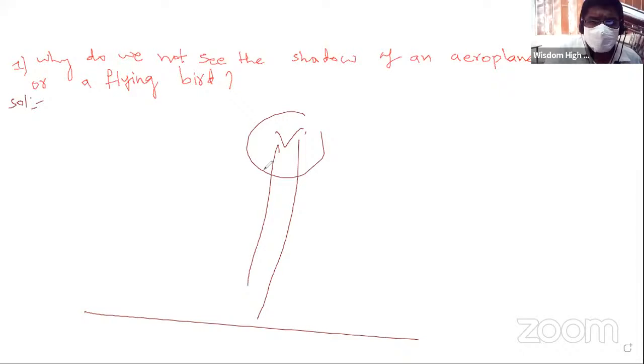What is the reason here? As the distance increases from the surface of the ground to here, the shadow may not form. Now write in your notebook.